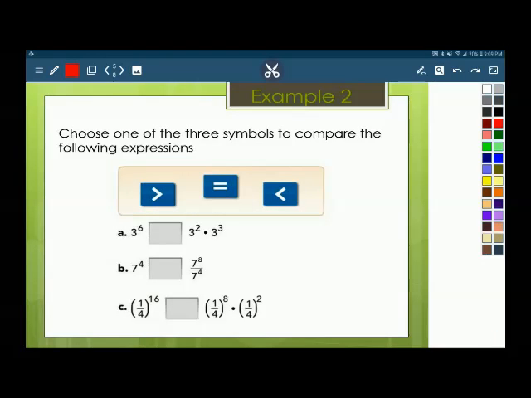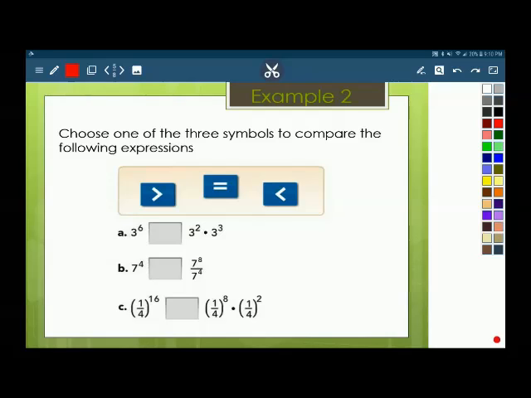All right, I've got one last example for you. It says choose one of the 3 symbols to compare the following expressions. So we're choosing from one of these 3: the greater than, the equal to, or the less than symbol. What you need to keep in mind is both the left and the right side may be able to be simplified in order to show that they are either greater than, less than, or equal to.